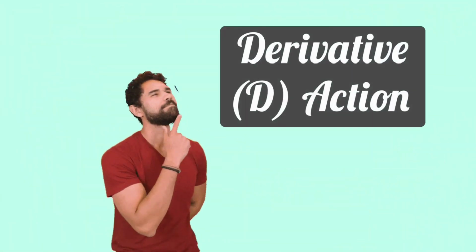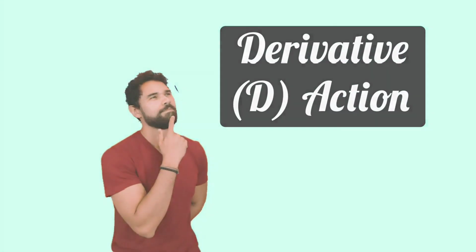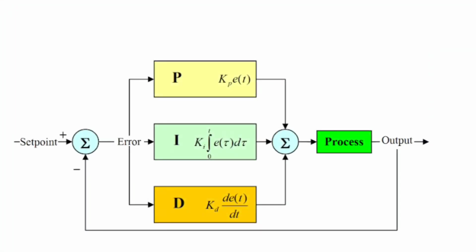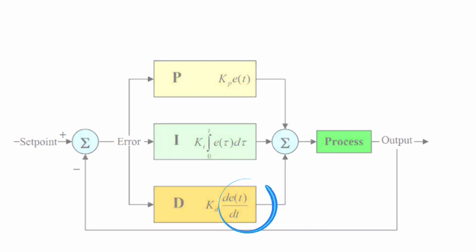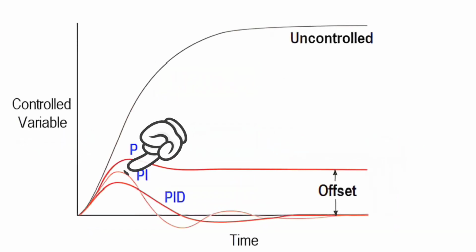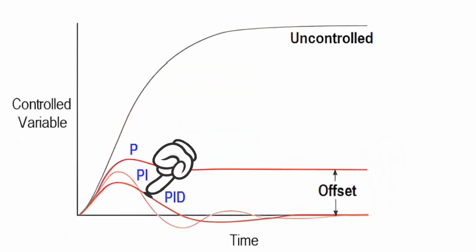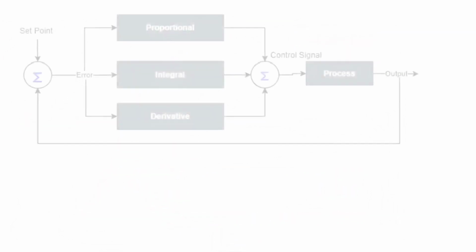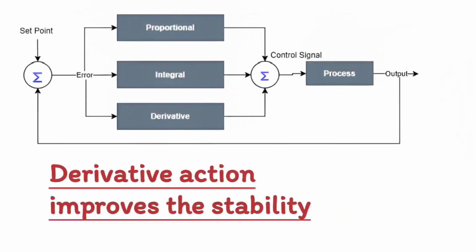Now let's understand derivative. Derivative means D action. In D action, we control the rate of response of the system. If the response is too fast, the D action dampens or reduces the response so that the overshoot is less. The derivative action also improves stability.